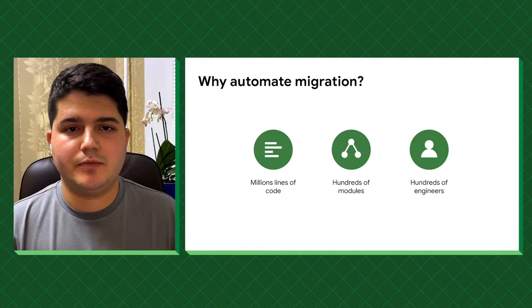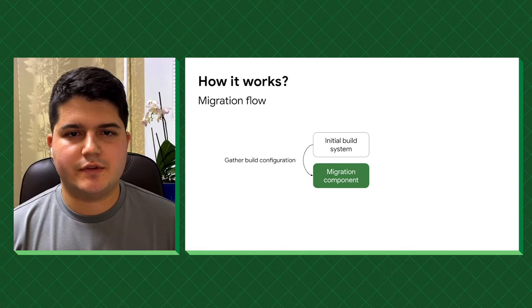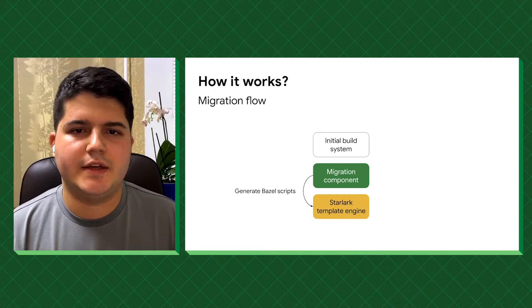So how does it work? It all starts with the initial build system. The migration component from Iron gathers all the build configuration from your project, and this can be the list of modules in your project, the list of dependencies for each of those modules, and many more properties. Based on that, it can generate the corresponding Bazel scripts using a Starlark template engine.